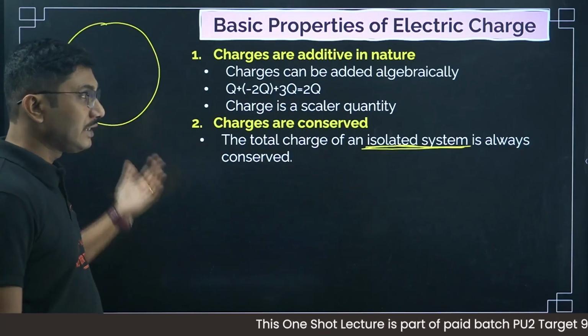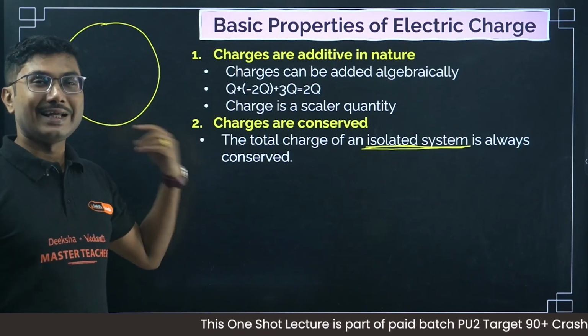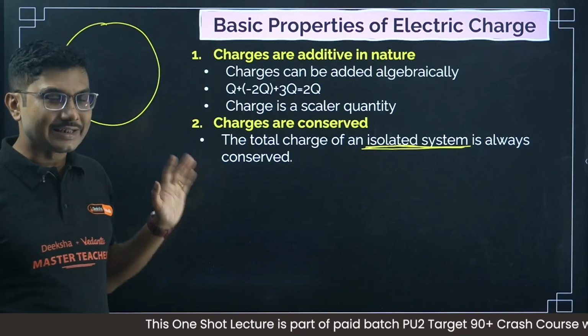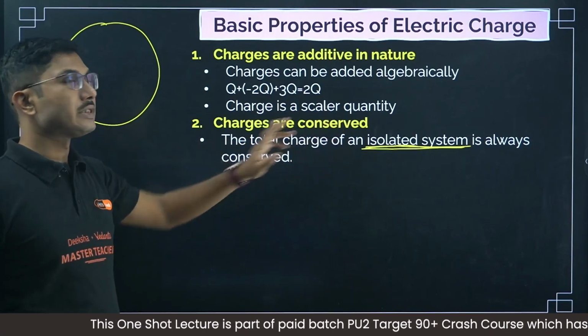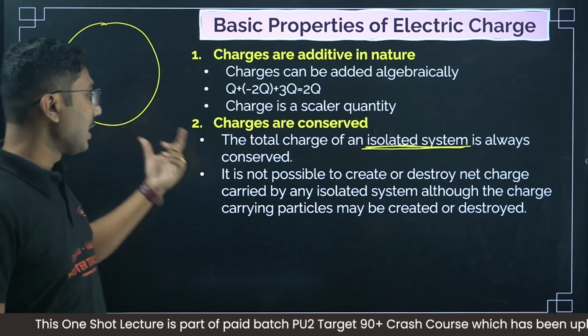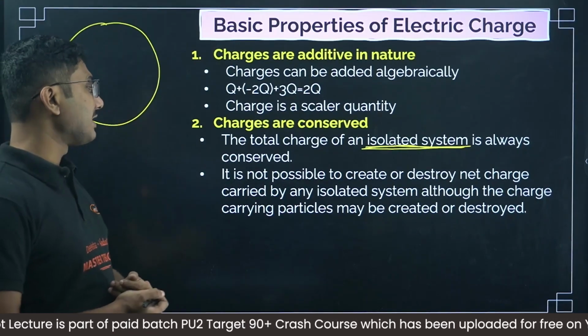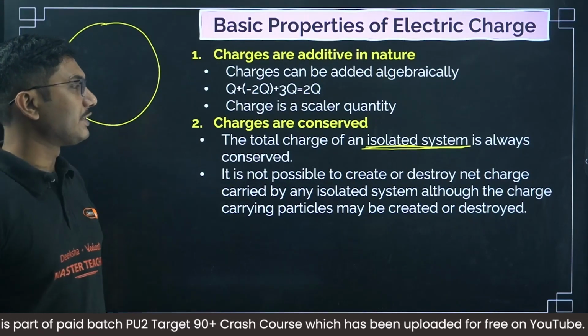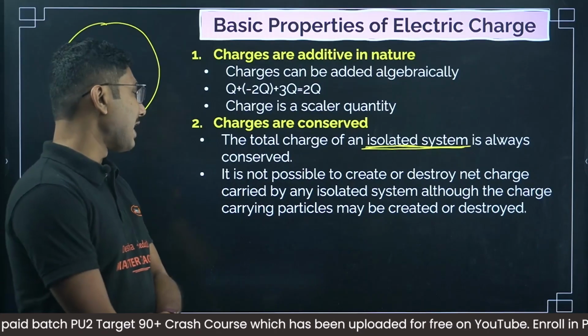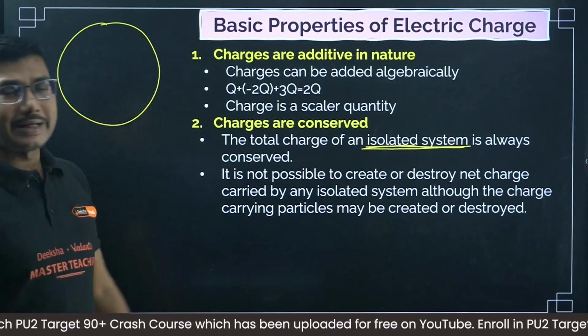Be careful, I have seen students making mistakes. They think that charge is conserved for any system. It is not, it is only conserved for an isolated system. It is not possible to create or destroy the net charge carried by any isolated system, although the charge carrying particles may be created and destroyed.